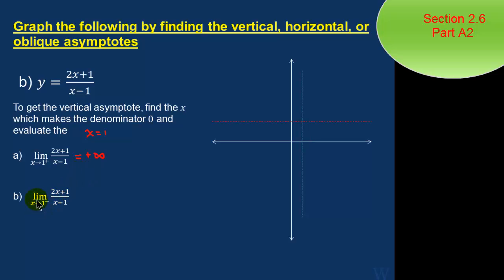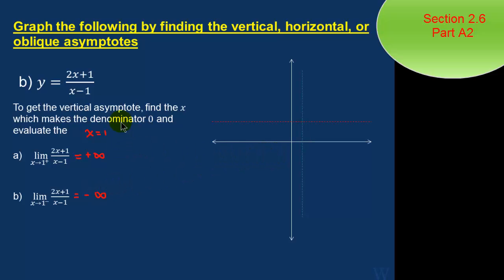On the other hand, if we take the limit of (2x + 1) over (x - 1) as x approaches 1 coming from the left, the x's approaching 1 from the left would be 0.9, 0.999, etc. The numerator still remains positive, but the denominator goes to 0 through negatively small values, getting close to 0, so the ratio would be approaching minus infinity.